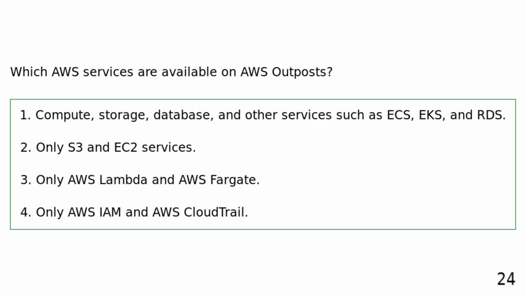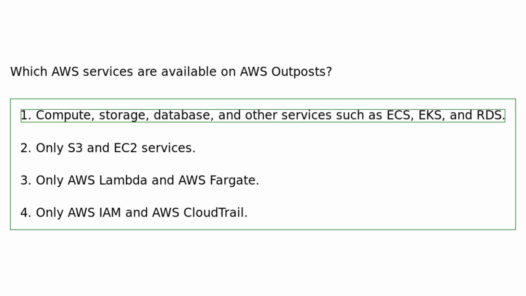Which AWS services are available on AWS Outposts? Compute, storage, database, and other services such as ECS, EKS, and RDS. Only S3 and EC2 services. Only AWS Lambda and AWS Fargate. Only AWS IAM and AWS CloudTrail. AWS Outpost supports a variety of services including compute, storage, database, and container services like ECS, EKS, and RDS.